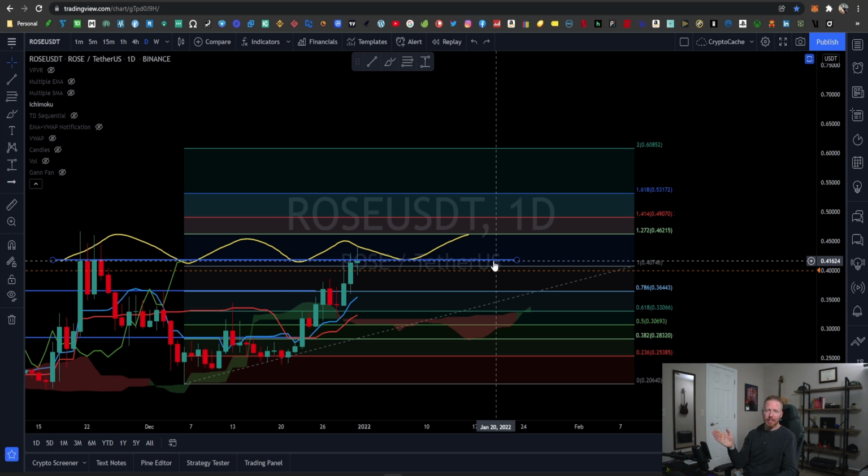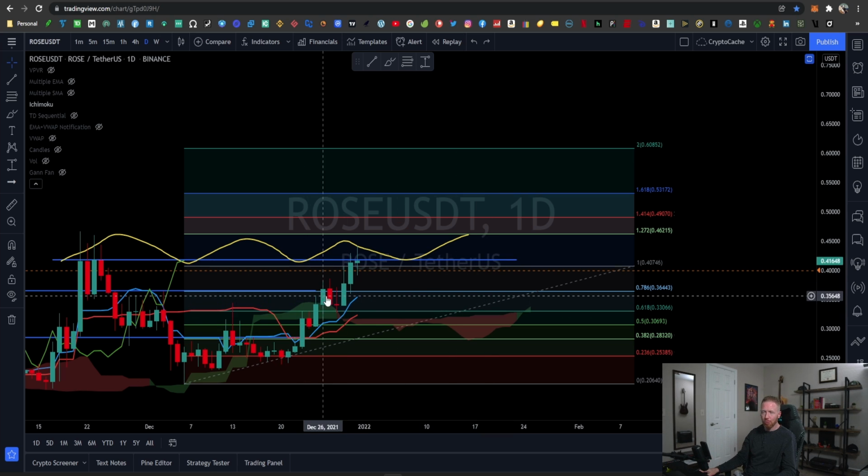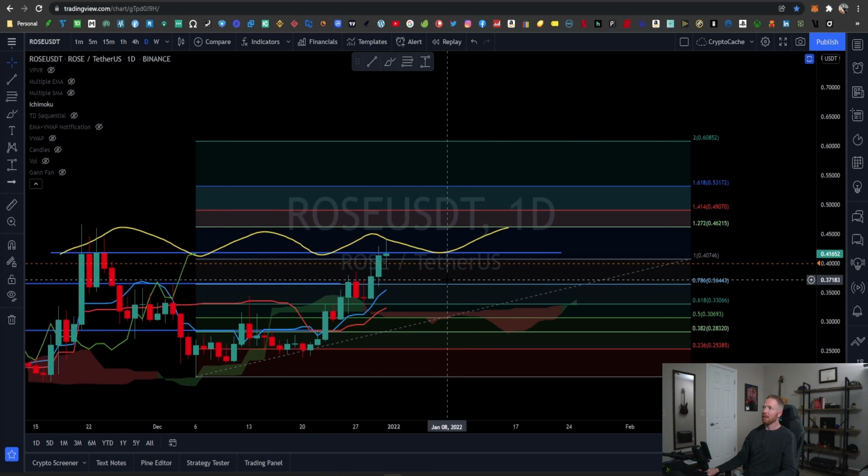It's had 11 days of bullish momentum. We need it to calm down a little bit longer than just a 24-hour period, okay? All right, so that's where we're at there.